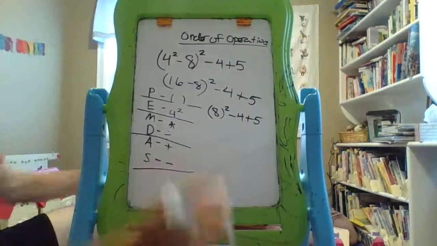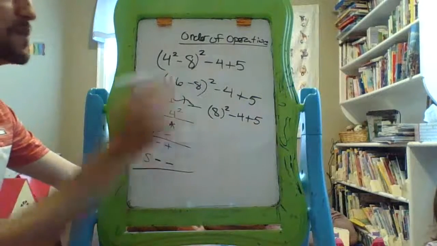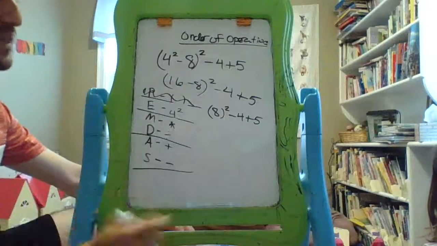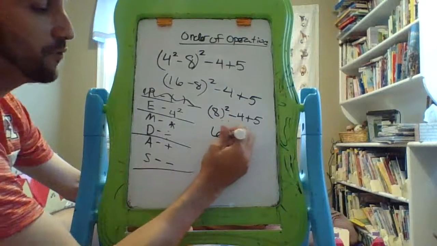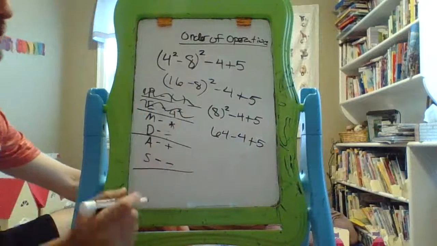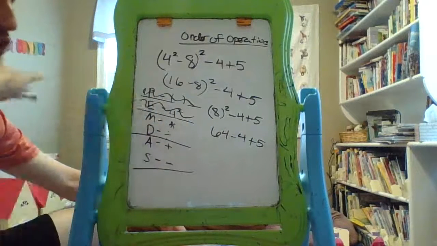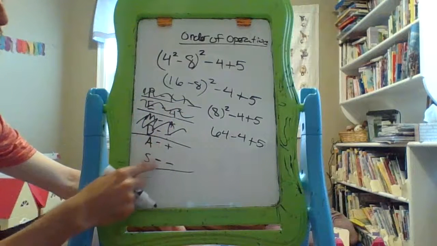People are still saying, oh, do the 4 plus 5. Can't do that because I've just done all my stuff with parentheses. Now I have things with exponents. I have 8 squared. 8 squared is 64 minus 4 plus 5. Now I've done all my exponents. Do I have any multiplication or division? No, I don't. So I have addition and subtraction.